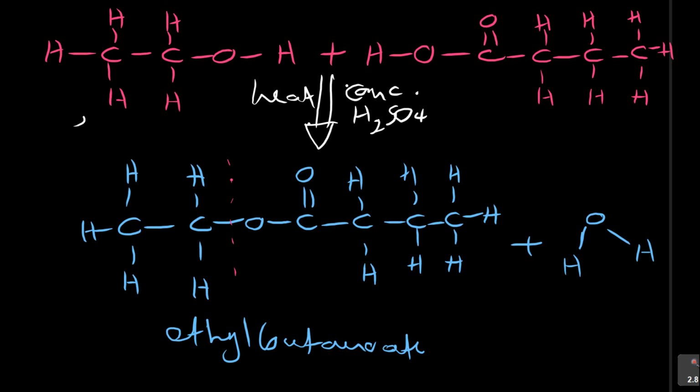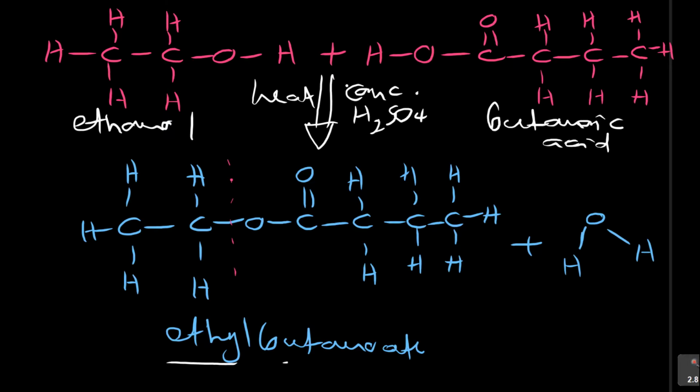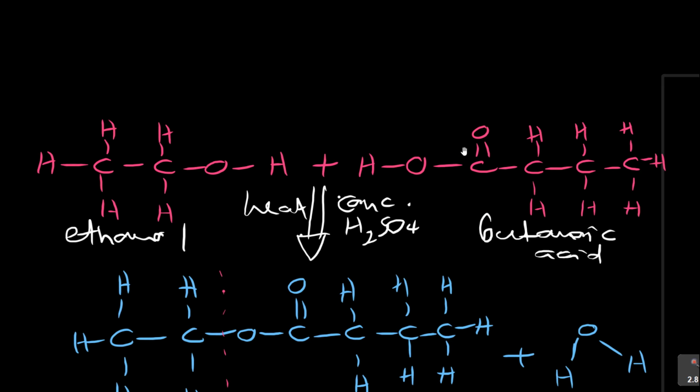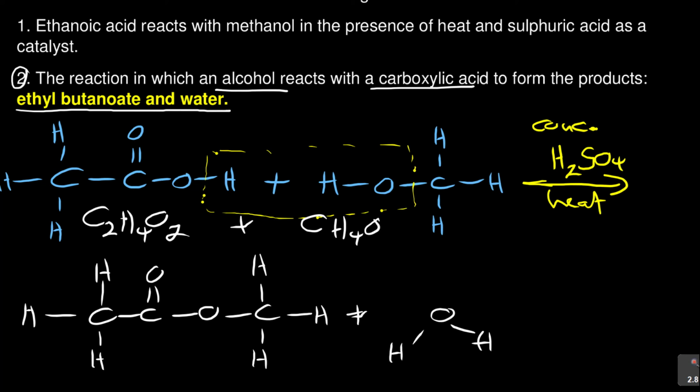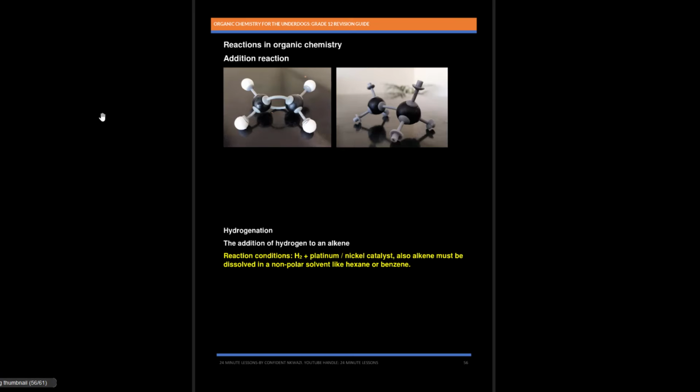That is why they formed ethyl butanoate. So what is the alcohol? The alcohol is ethanol plus, and then butanoate comes from butanoic acid. So ethanol, that's why it's ethyl butanoate, plus butanoic acid. You get ethyl butanoate. So guys, this is the reaction of what? Of esterification. And now we've come to the end of this lesson.